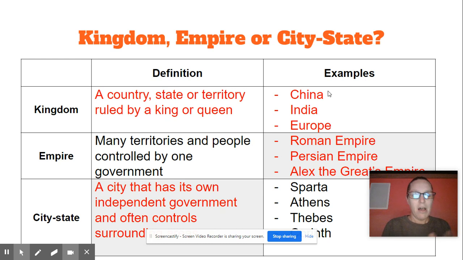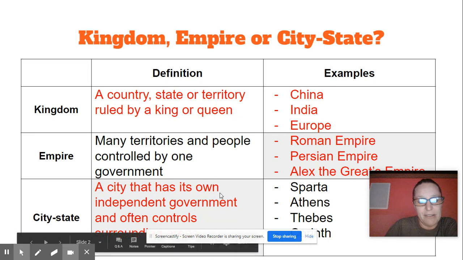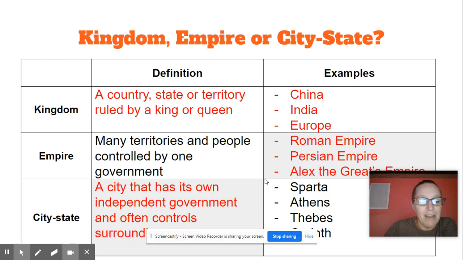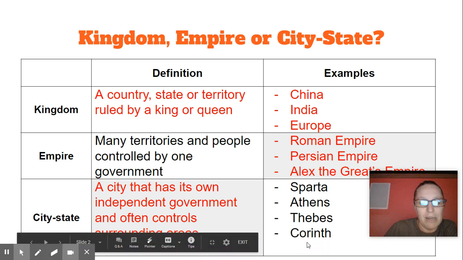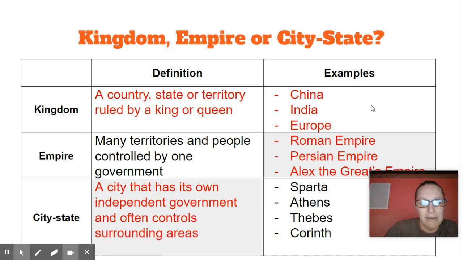All right, so a city-state, we've already talked about, but remember a city-state is a city that has its own independent government and often controls surrounding areas. So Athens would be a great example of this. We'll talk more about that later on. Same with Sparta. But remember, they're a city, but they're run like they're their own separate state or nation. And examples of these would be Sparta, Athens, Thebes, or Corinth. Again, if you need to pause at any time to fill these in, you may, but I'm going to go ahead and continue on.